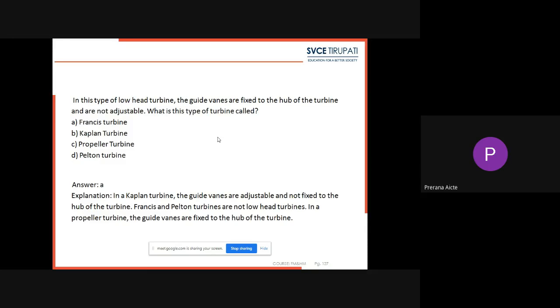In this type of low head turbine, the guide vanes are fixed to the hub of the turbine and are not adjustable. What is this type of turbine called? So it is called as the Francis turbine. In a Kaplan turbine, the guide vanes are adjustable and not fixed to the hub of the turbine. Francis and Pelton turbines are not low head turbines. So it is a low head turbine, hence it is a Kaplan turbine, not the Francis turbine.